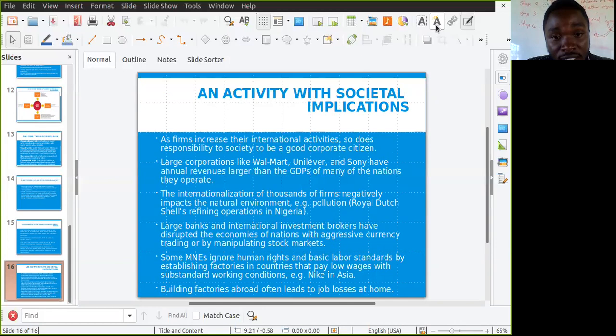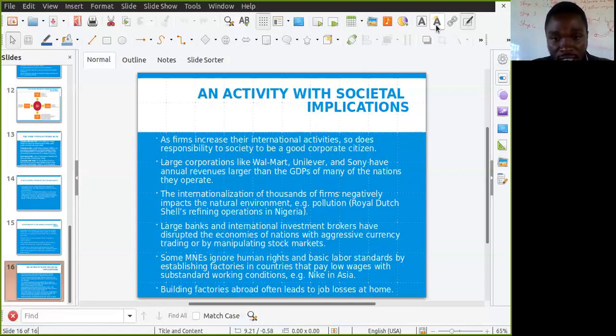The internationalization of thousands of firms negatively impacts the natural environment. This is the point I alluded to earlier, that it will cause pollution to an environment where it is operating. And as citizens, we need to cooperate and work together with firms to ensure that we are able to overcome the issue of pollution.